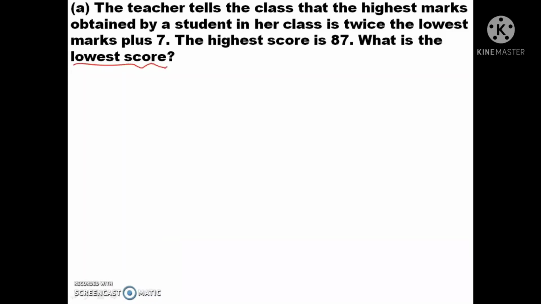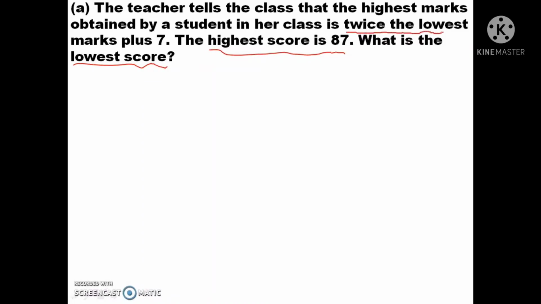Clear? The unknown quantity is the lowest score. So what is given in the question? You are given that the highest score is 87. What is the relation between the lowest score and the highest score? Yes, the relation is given here.